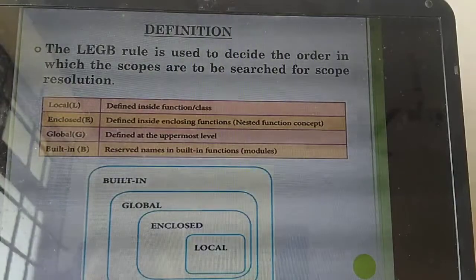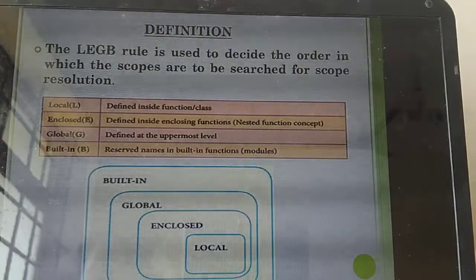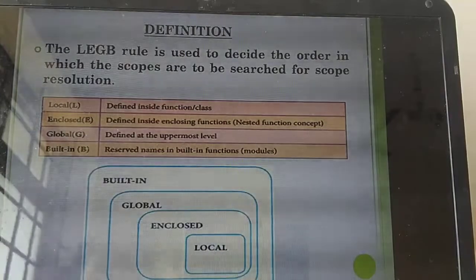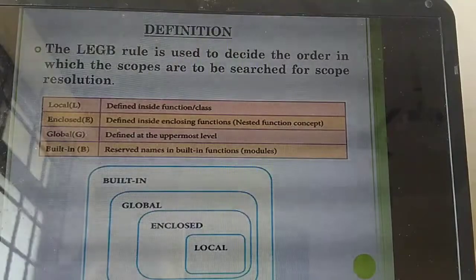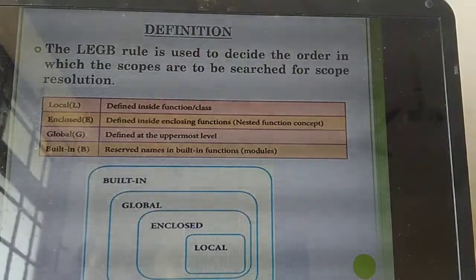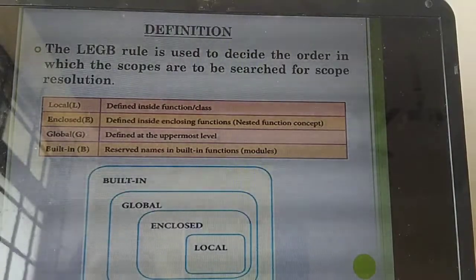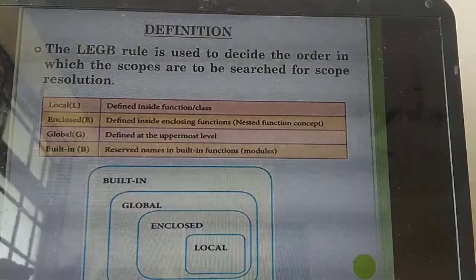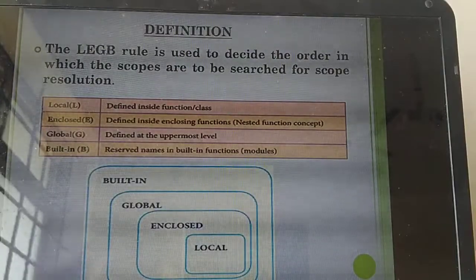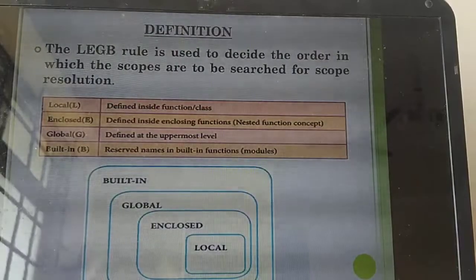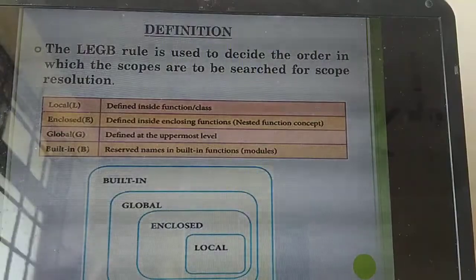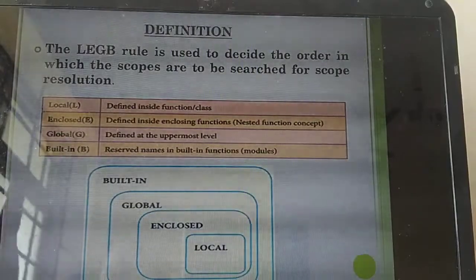What's the use of this LEGB rule? The LEGB rule is used to decide the order in which the scopes are to be set. That means you need to decide in which order the scopes need to be set, or in which order you are able to access the variables. For that, you are given a particular rule called the LEGB rule.